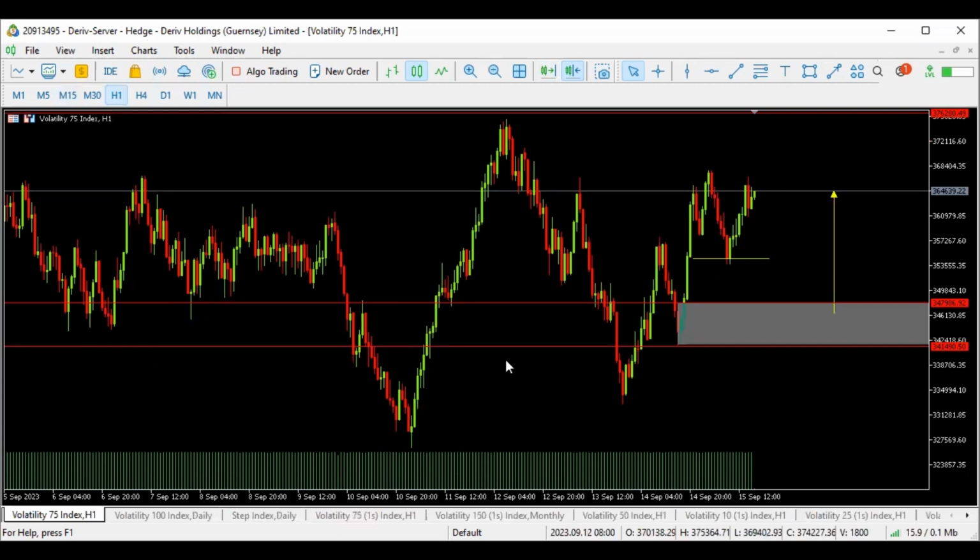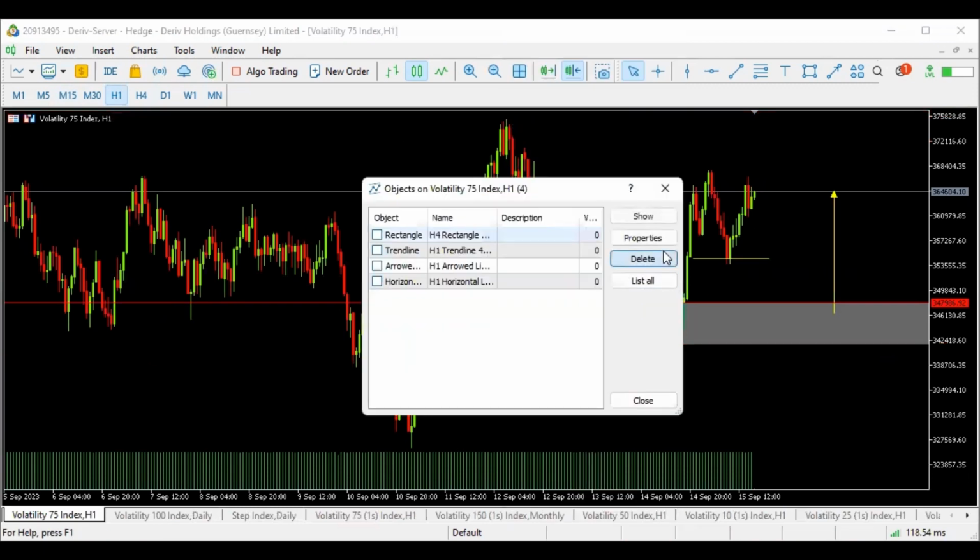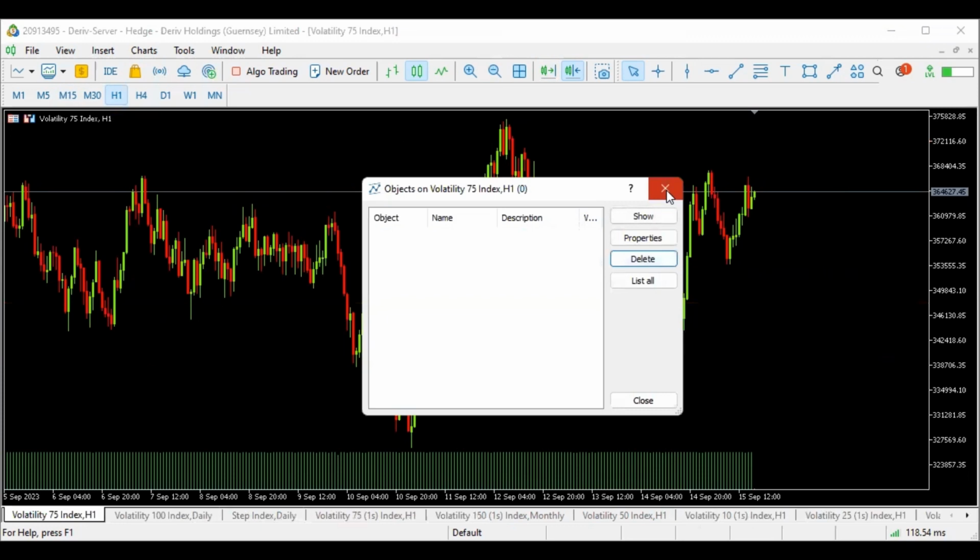Let's do an analysis, and then you see why this is a zone at the moment, right? Okay, so if I clear everything, we start doing analysis on the higher time frames.